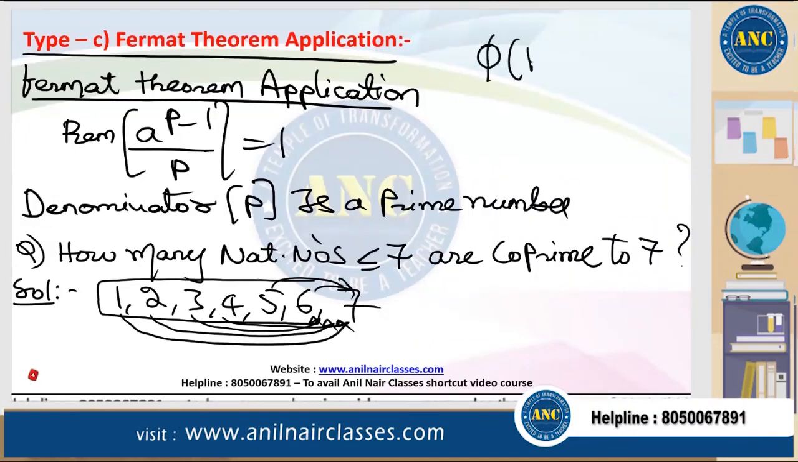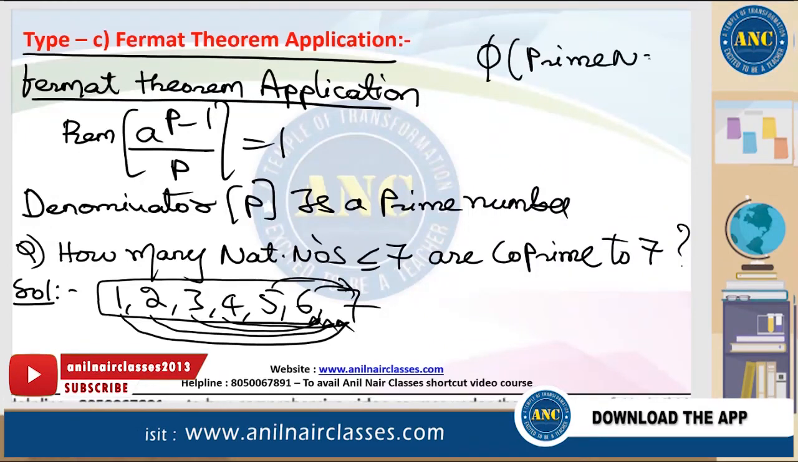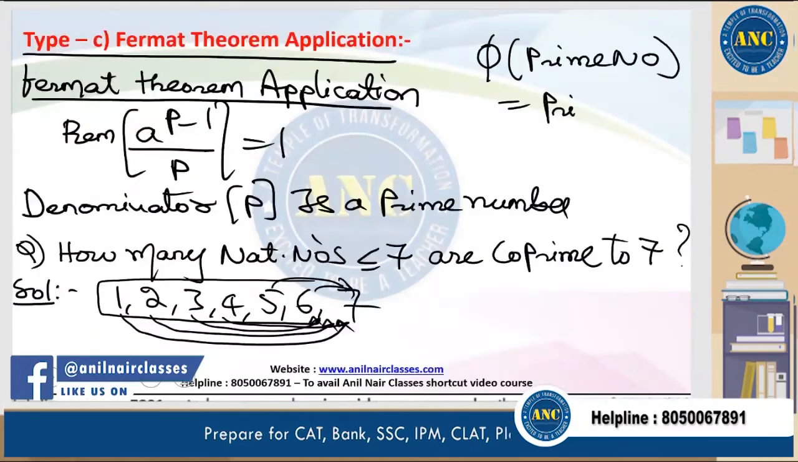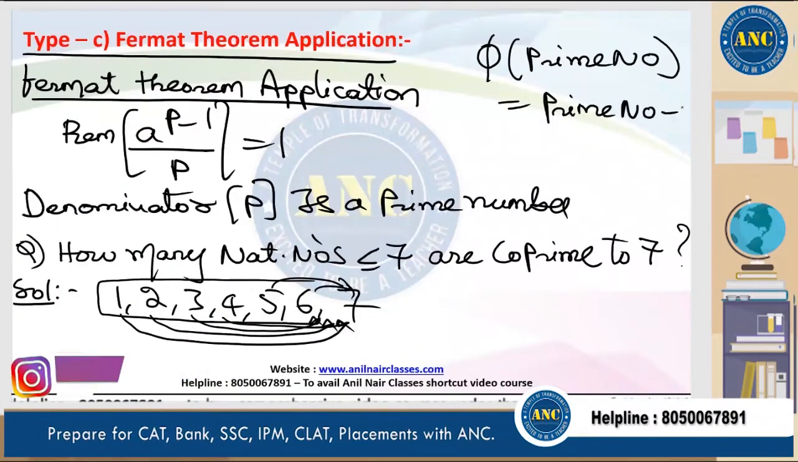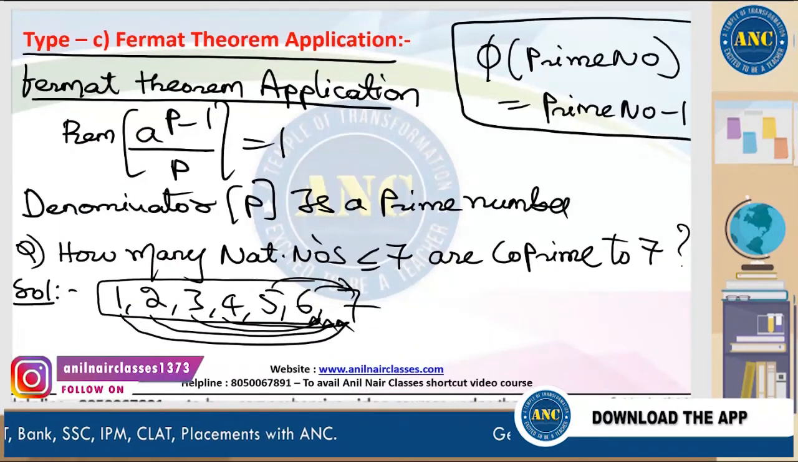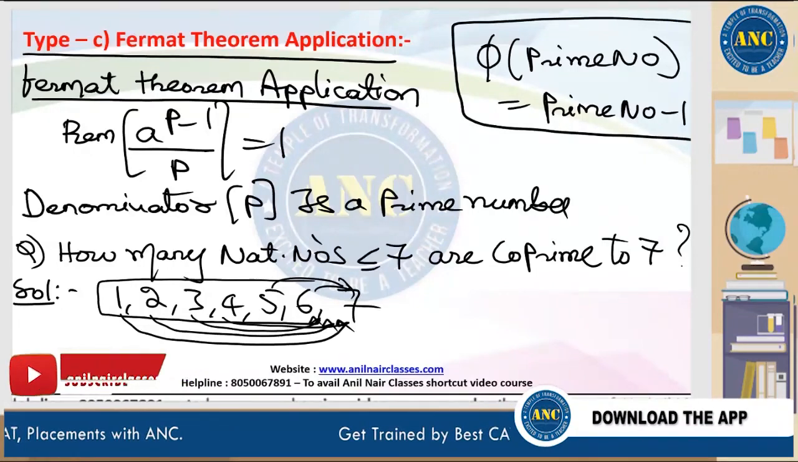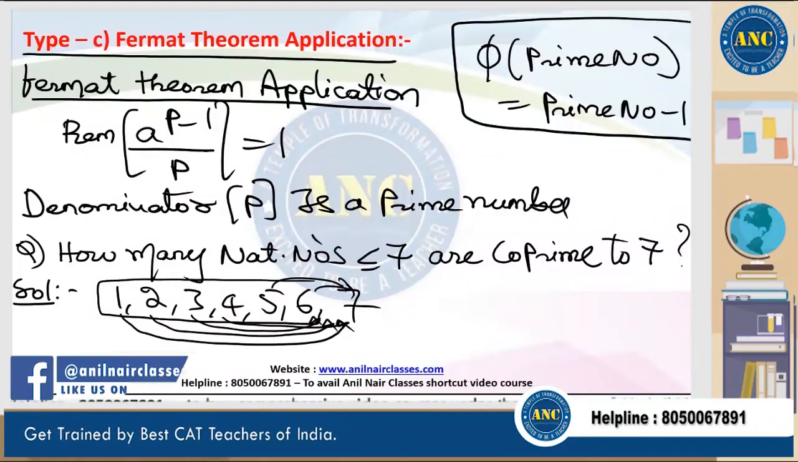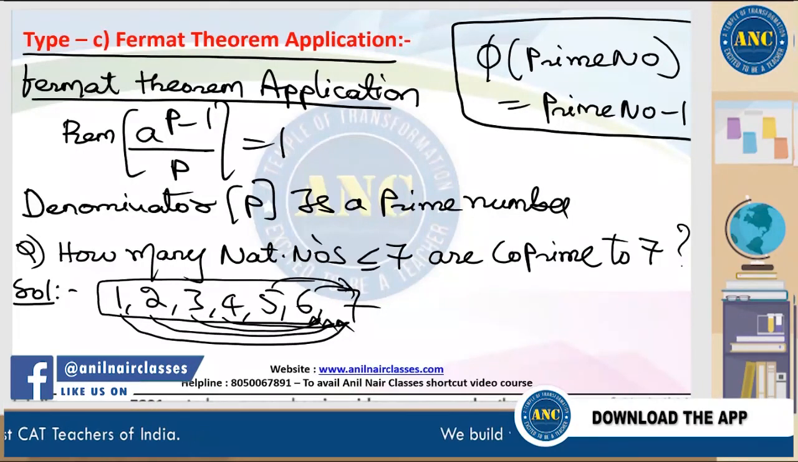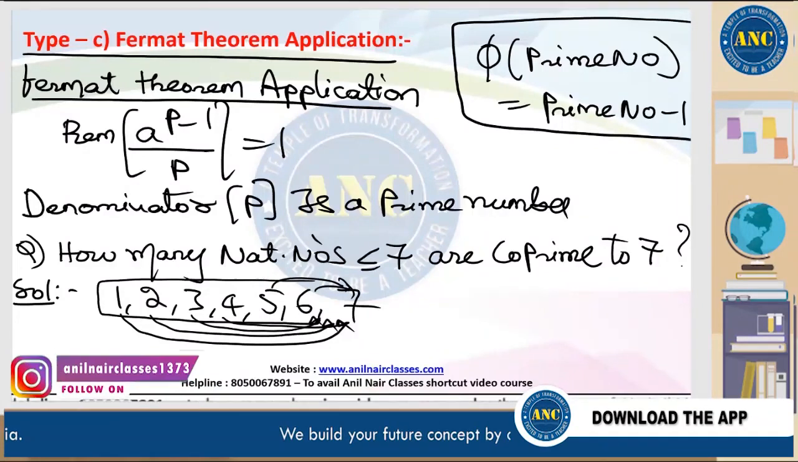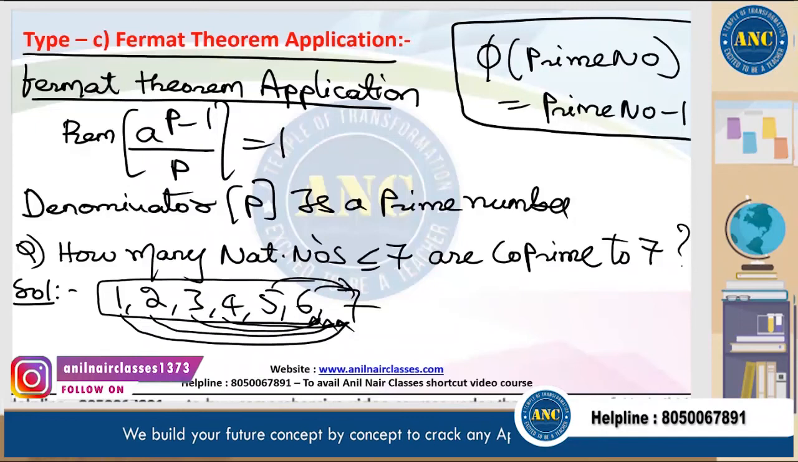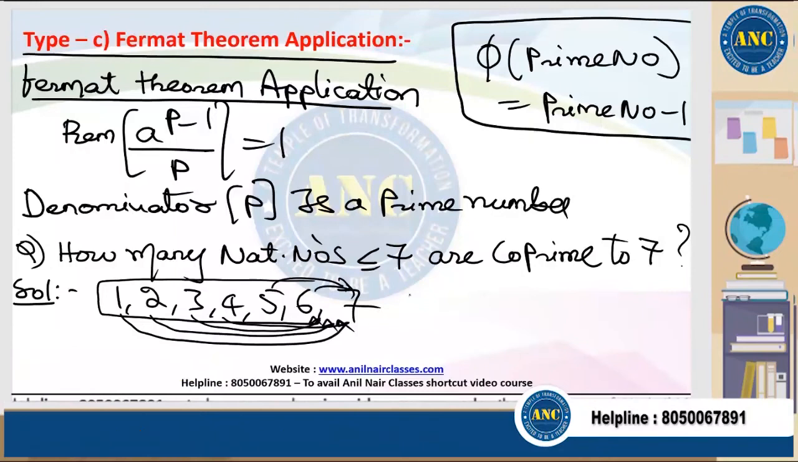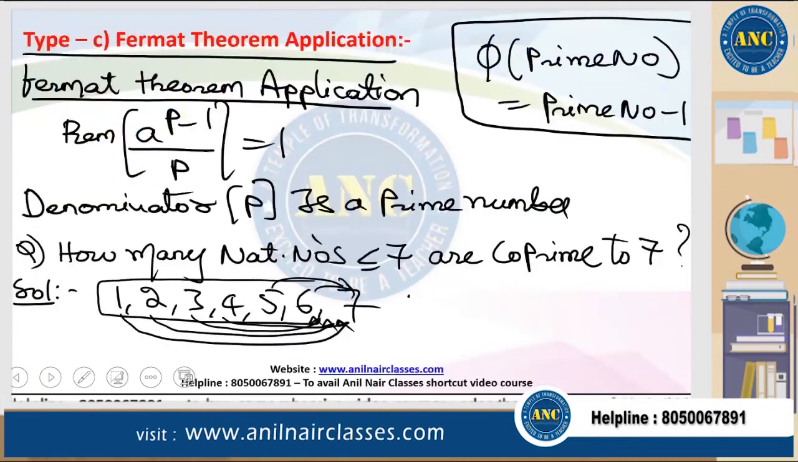Remember, totient function of a prime number will always be prime number minus 1. Except 2, remaining all the prime numbers are odd numbers. What is odd minus 1? Even, right? Please write down this point.